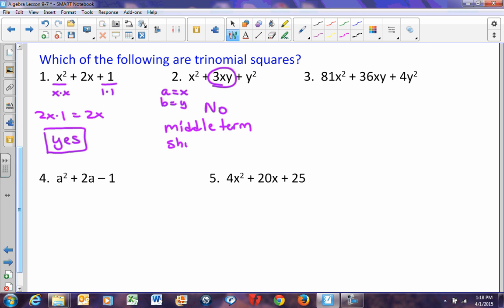Middle term should be 2xy if it was going to be a perfect square trinomial. Let's look at number 3.